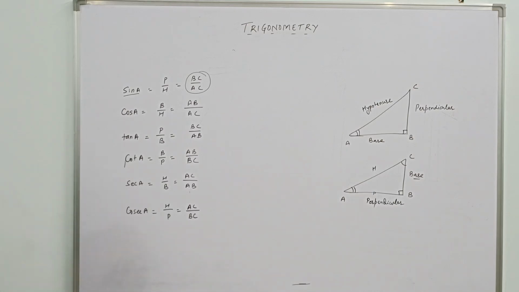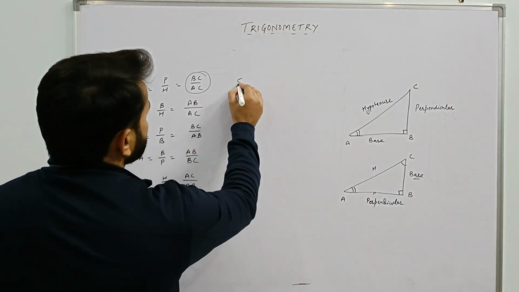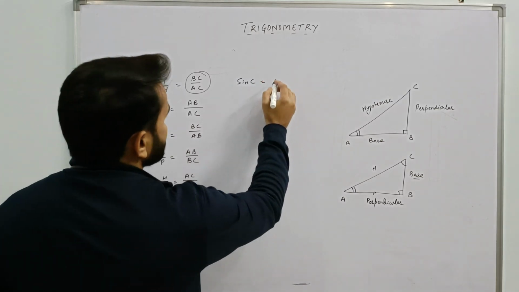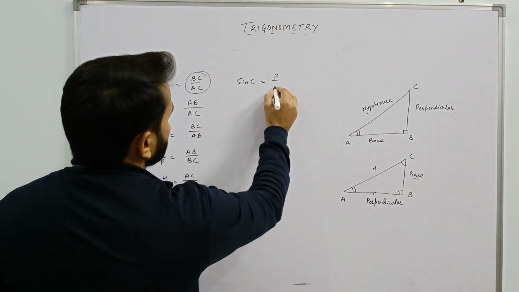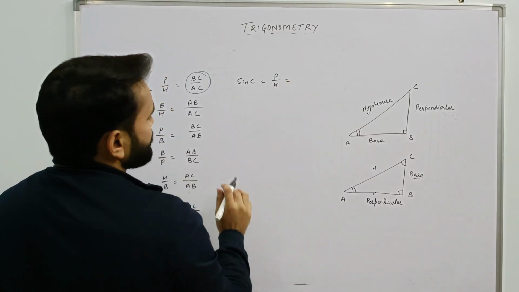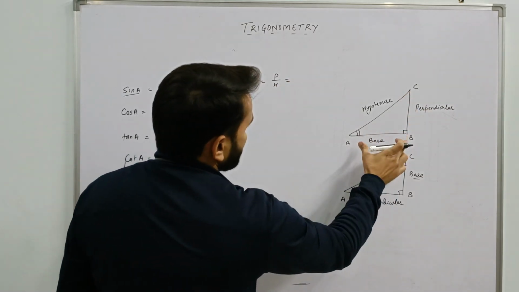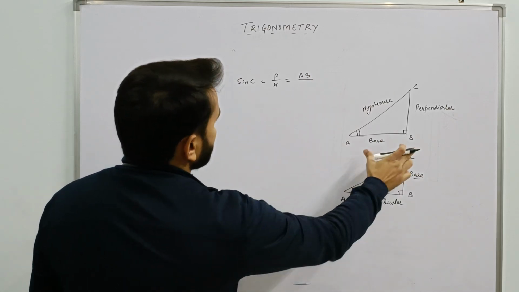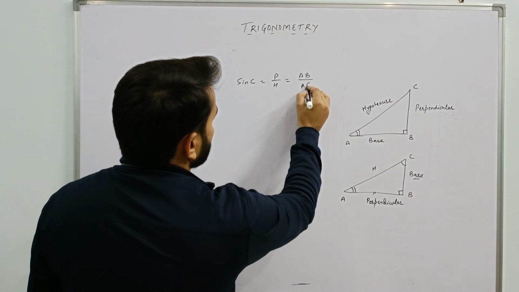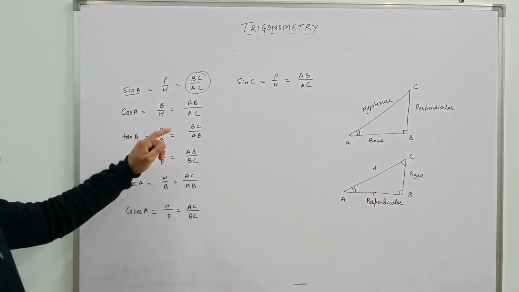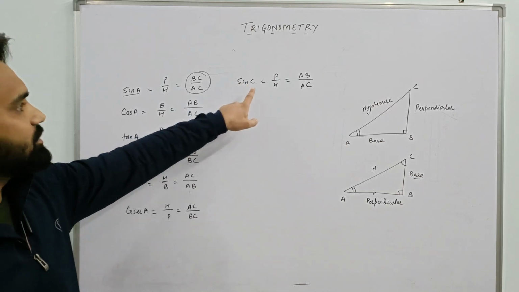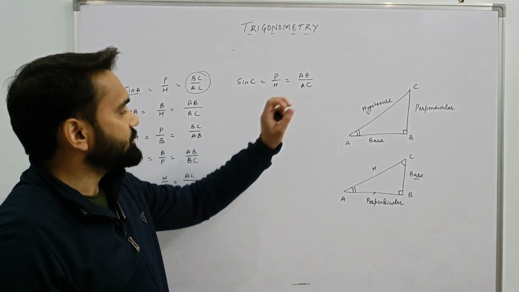Okay, and if I find sine C, that is sine of angle C, so here you can see that sine is perpendicular upon hypotenuse. So for angle C, the perpendicular is AB and the hypotenuse is AC. Alright, now you can see that if I take angle C, then sine C will be AB upon AC.